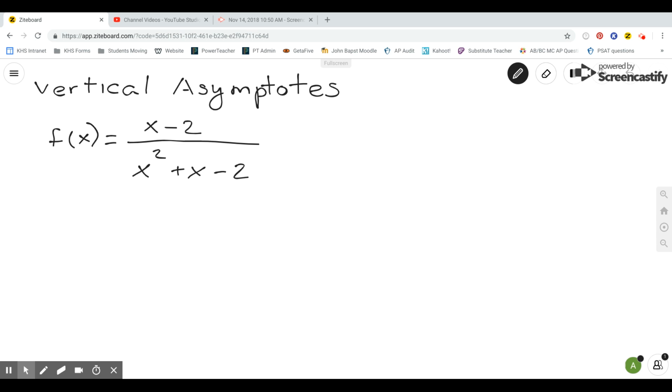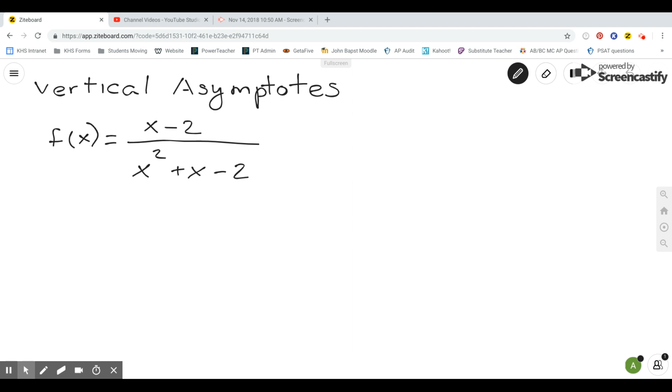Okay, so we are going to look at vertical asymptotes right now. We are just going to identify what our vertical asymptotes are, and I'm going to show you this general start to beginning to graph these rational functions. So what vertical asymptotes are, it's where your function does not exist for your x values.